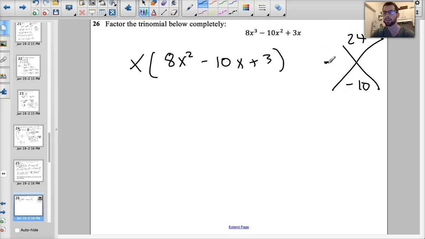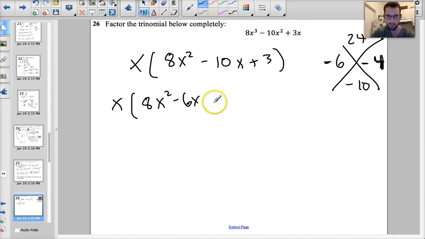They both have to be negative, because that's the only way they can add to a negative and multiply to a positive. Things that multiply to 24: 6 times 4. Those multiply to 24, and they will add to 10. So then I can split this: 8x squared minus 6x minus 4x plus 3. Split this down the middle and factor.